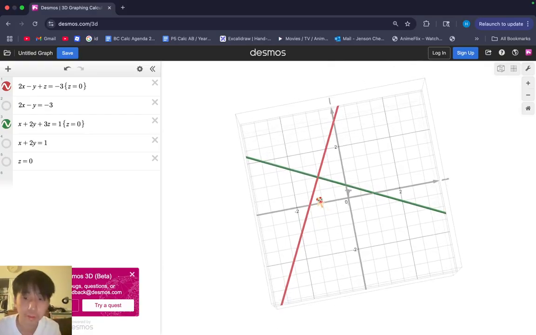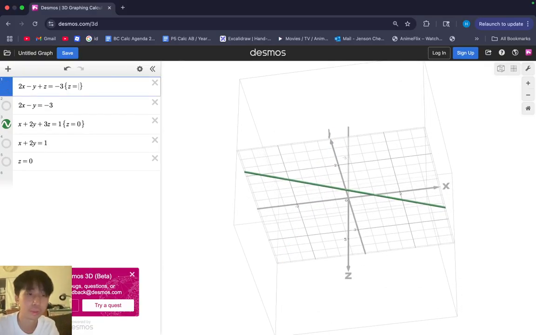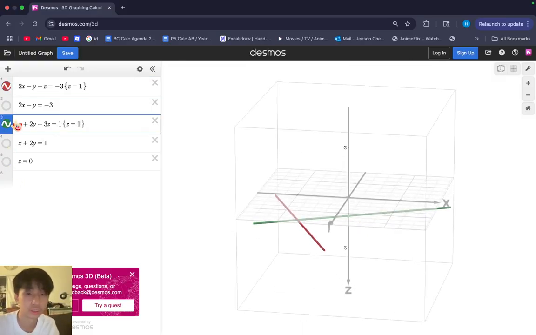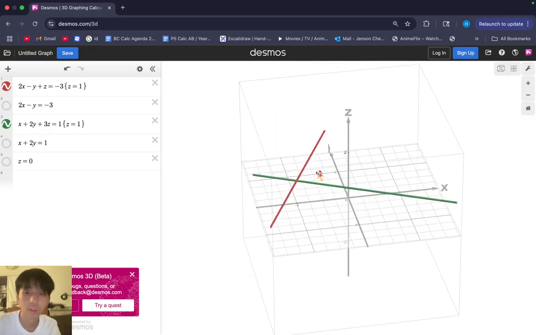So at some point, there'll be z equals 0, or maybe there'll be z equals 1. And see our line of intersection. Z equals 1.